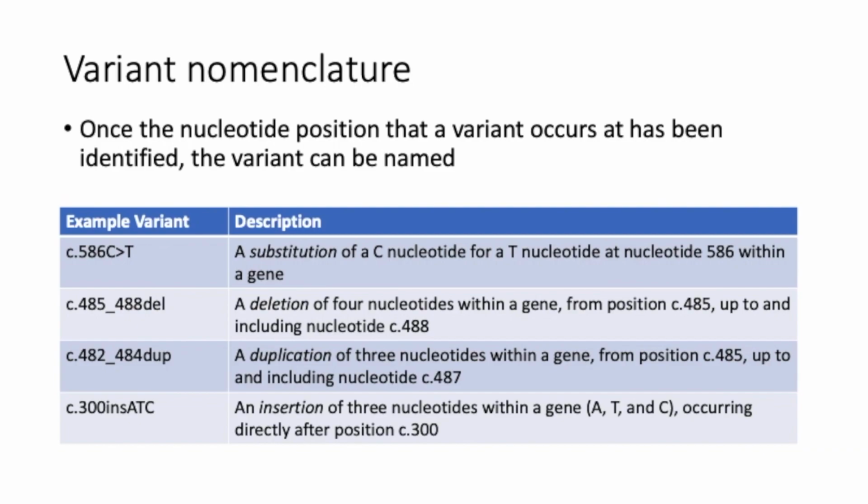For deletions and duplications, the variant nomenclature indicates the size of the deletion or duplication by showing the first and last nucleotide of the region that was deleted or duplicated. For insertions of additional nucleotides within a gene, the nucleotides that have been inserted are listed, in addition to the nucleotide position in the gene that occurs directly upstream of where the insertion occurs.